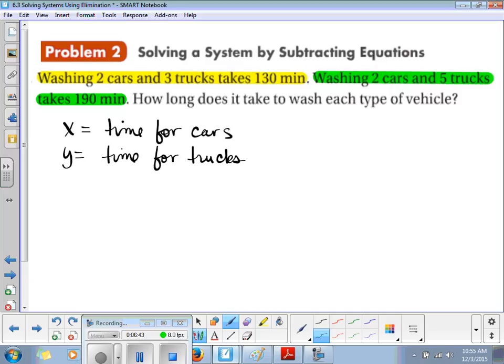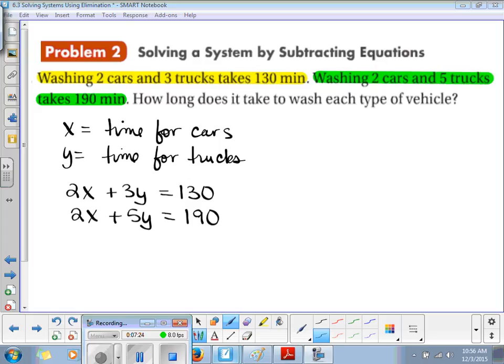So 2 cars would be 2 times x plus 3 trucks would be plus 3y, and that equals 130 minutes. The second equation comes from the highlighted green, so that's going to be 2x plus 5y is equal to 190. Got it?